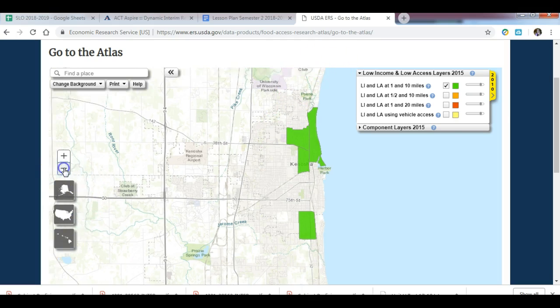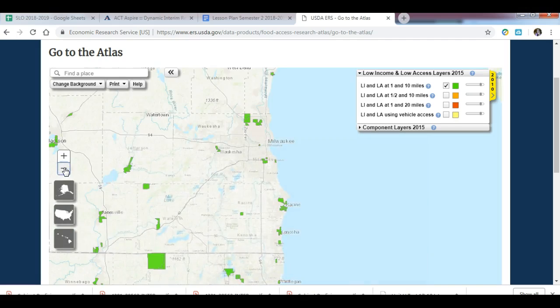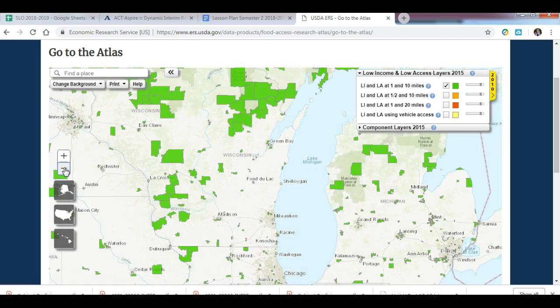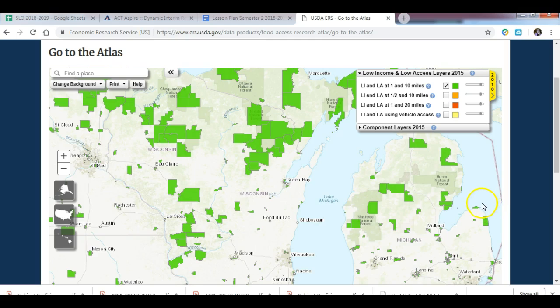Okay? So if we look at this and we zoom out to Wisconsin, where do you notice there's a lot? Up north. Why? Yeah, so the population is a lot more spread out, right? Less people, and so they don't have as many grocery stores. If you have a cabin up north, you probably have to drive quite a bit to get to that grocery store, okay? So it's more spread out.